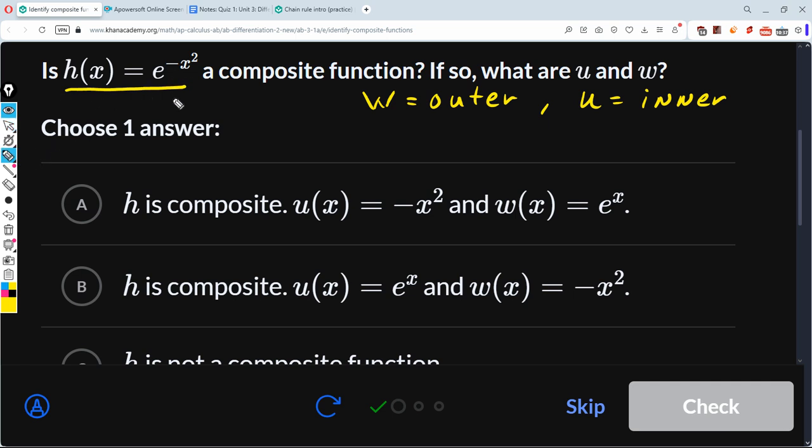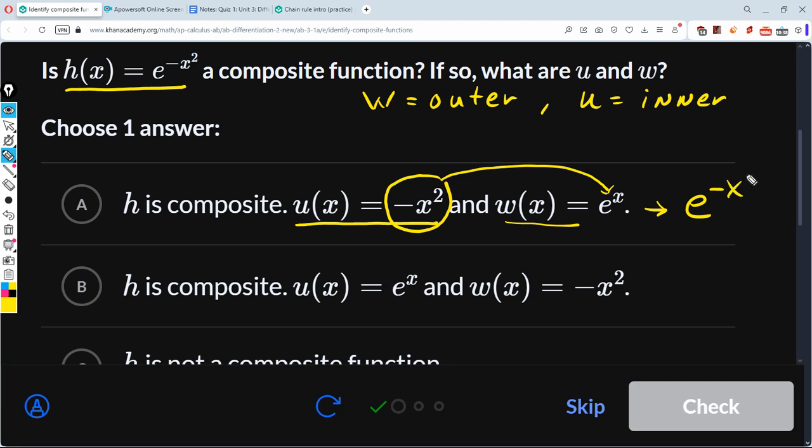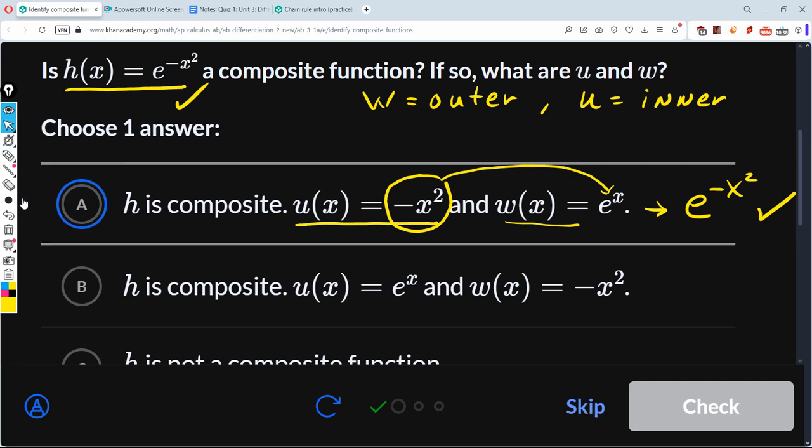All right, so the original is right here. W is the outer, U is the inner. Remember, we want to sub the inner into the outer function. So since U is the inner, we want to take this right here and sub it into the outer function right here. We're going to take the inner function, which is negative x squared, and sub it in place of x. That's going to be e, and in place of the exponent, it's going to be negative x squared. Does that match the original? Yes, it does. That matches the original, so that's it. Answer A.